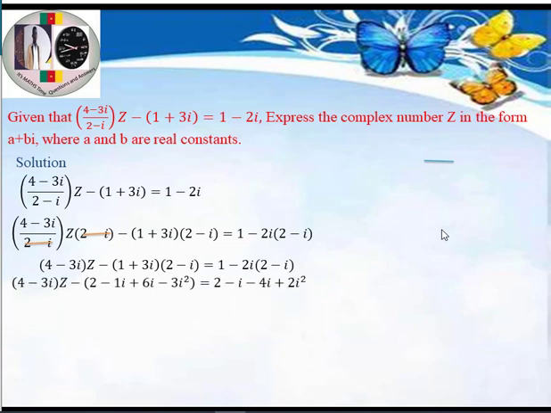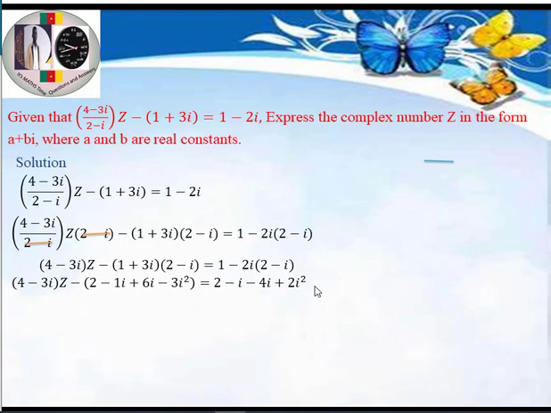So let's open up the brackets. 1 times 2 is 2. 1 times -i is -i. 3i times 2 is 6i. 3i times -i is -3i squared. On the right, 1 times 2 is 2. 1 times -i is -i. -2i times 2 is -4i. Minus times minus is positive: 2i times i is 2i squared.